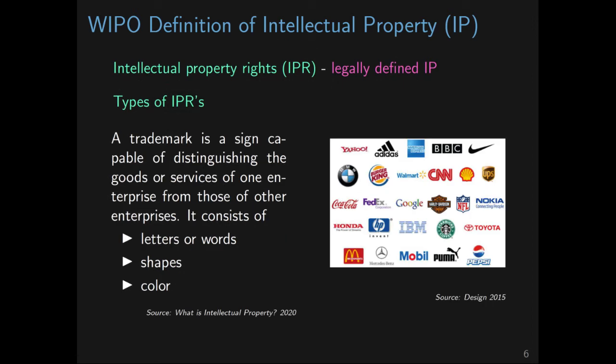A third type of intellectual property is the mark, which is also known as a trademark or a service mark. In the examples that I show here, these are composed of letters or words, shapes, color, lines, and other geometrical elements. The basic idea of a mark is to distinguish the goods or services of one enterprise from another.